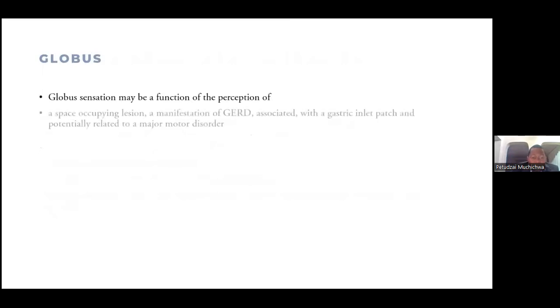Globus sensation may be a function of the perception of a space-occupying lesion, or an atypical manifestation of gastroesophageal reflux disease, associated with a gastric inlet patch, and potentially related to major motor disorders. In patients with globus, a psychiatric diagnosis is prevalent.